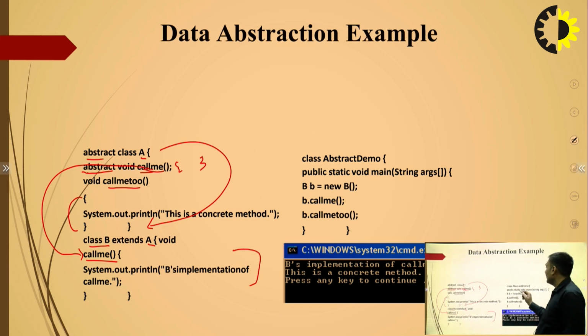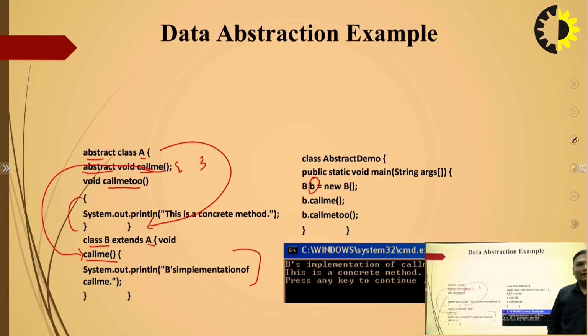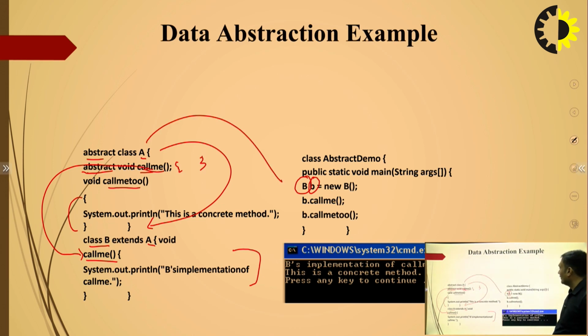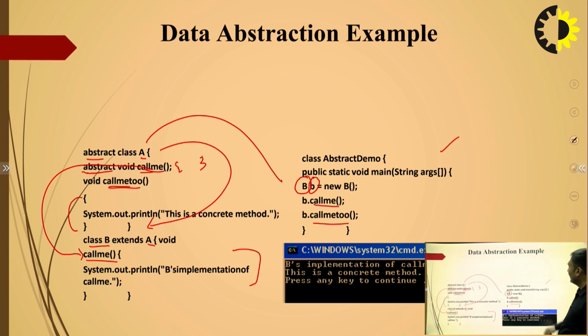Now I can access this callMe method with the object of which class? The B object, not the object of A, because an abstract class doesn't have its own object. The methods inside the class A can be accessed via the object of a class that is extending this abstract class. So I'm accessing callMe and callMeToo. Both are methods of which class? Class A. So this is the example of data abstraction.